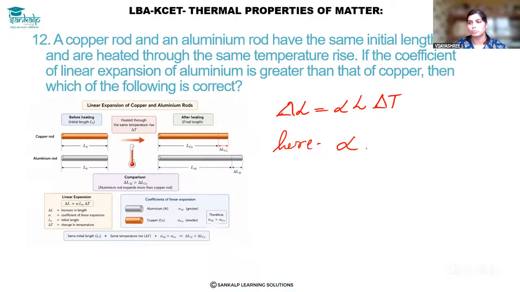The linear expansion coefficient for aluminium is greater than that for copper, right?